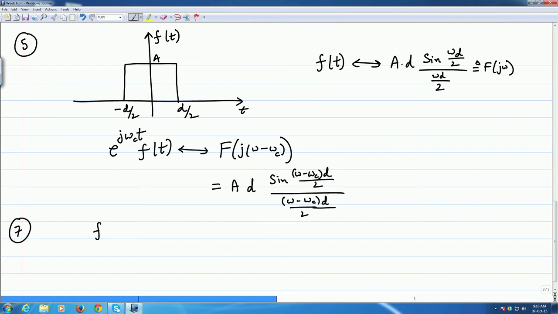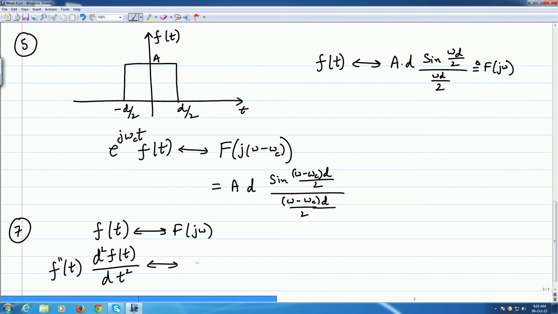You have a Fourier transform pair f of t and f of j omega, okay, and you have to find the Fourier transform pair corresponding to the second derivative d square f of t dt square, okay, which is also written as f double prime of t. What is this going to be?